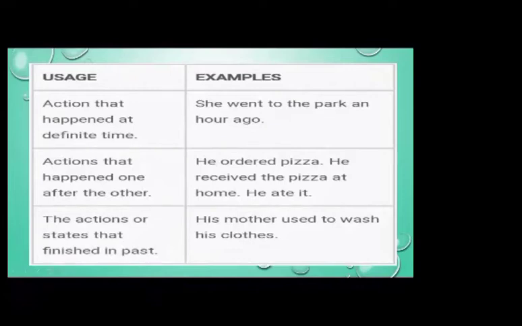The actions are the stage that finish in the past, that have already finished. His mother used to wash his clothes. That means his mother used to do a certain work for him in the past. So these are the past tense.